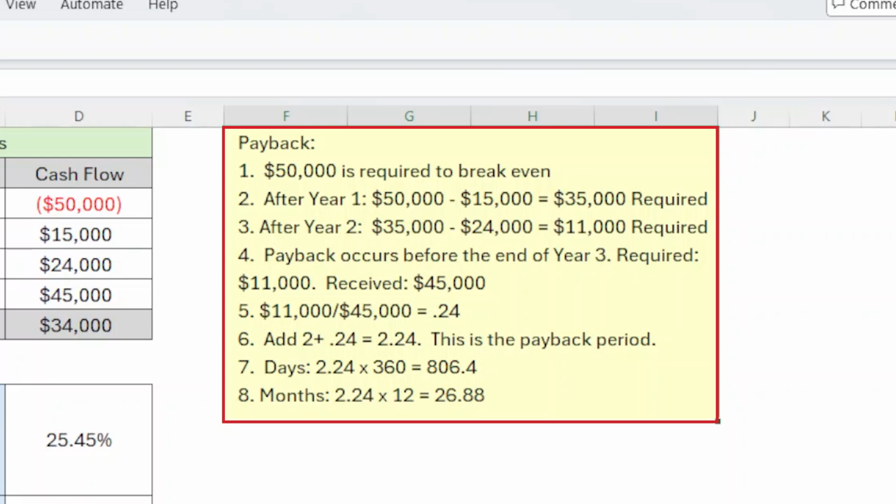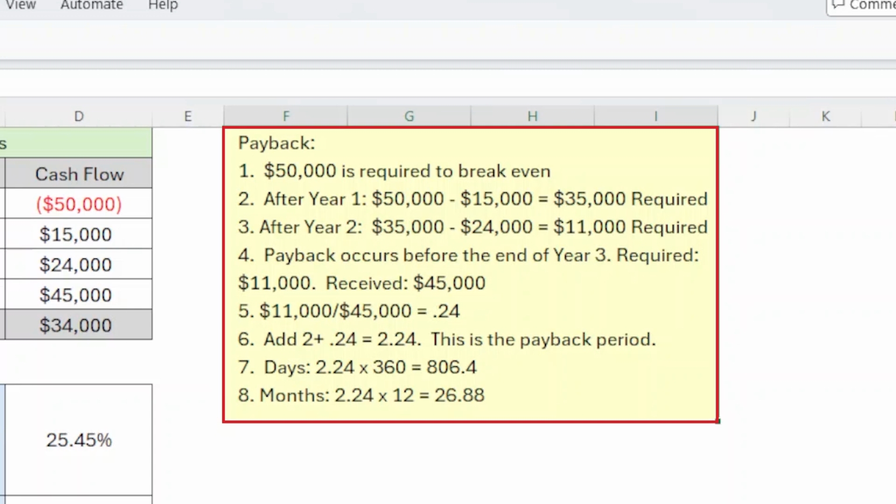We needed $11,000. We received $45,000. We divide $11,000 by $45,000 and calculate the decimal 0.24. This indicates that the needed $11,000 was received 24% into year 3. Therefore, our payback period is 2 plus 0.24, or 2.24.